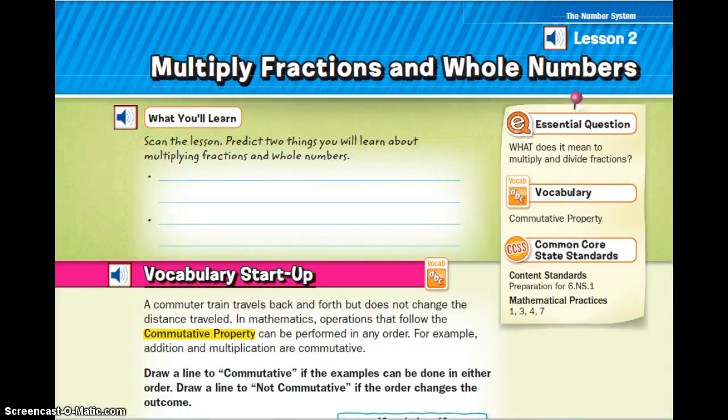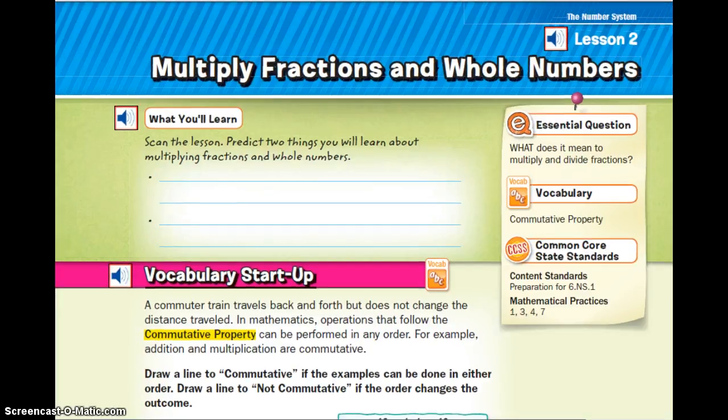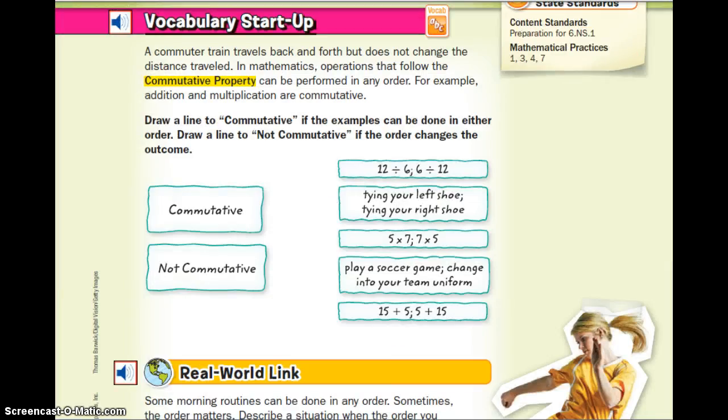So, we want to talk about the vocabulary. We're going to talk about the commutative property. The commutative property can be performed in any order. It's like getting on the bus. When you get on the bus, you may not get off the bus in the same order. Now I have a guest lecturer.